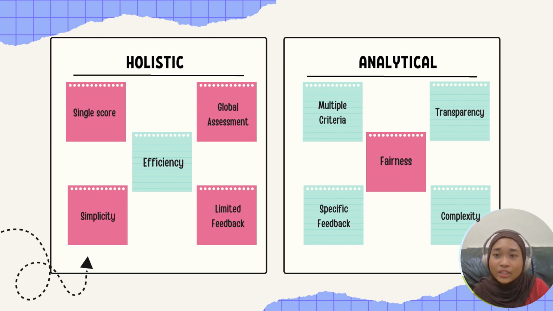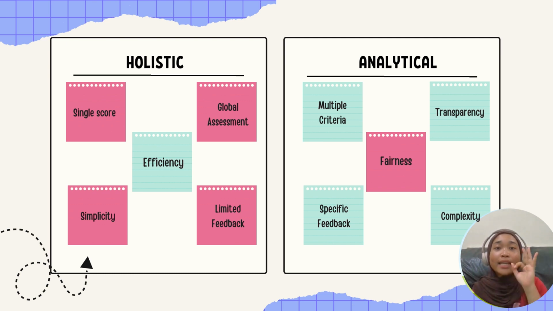The first characteristic is that it is a single score rubric, which means that it assigns a single comprehensive score to the entire piece of work, reflecting the overall quality or achievement. The next one is that it is a global-based assessment, which means that the focus is on the overall impressions or general performance of the work rather than on specific criteria.